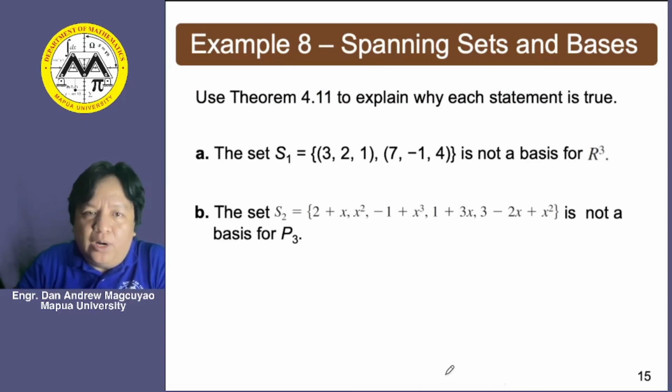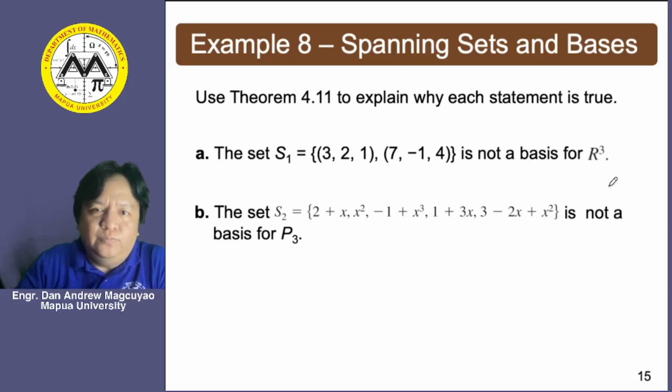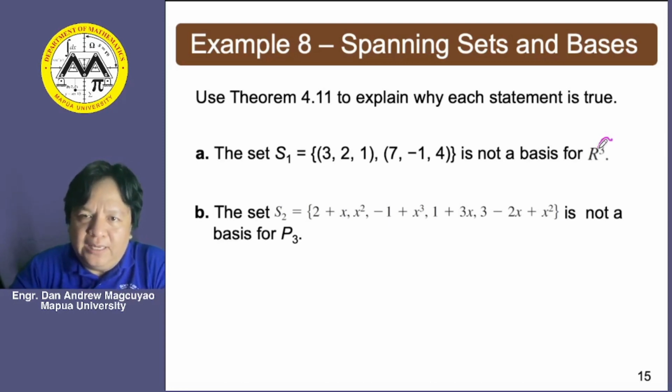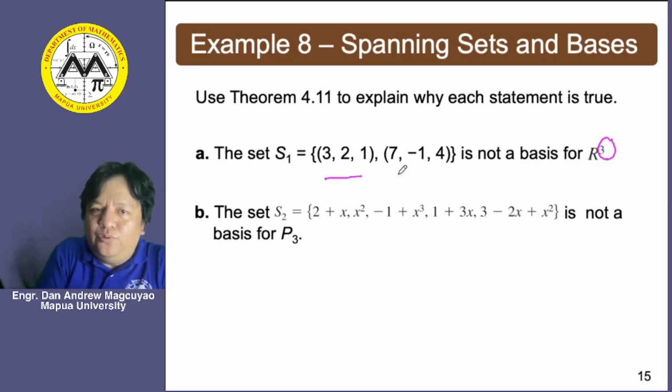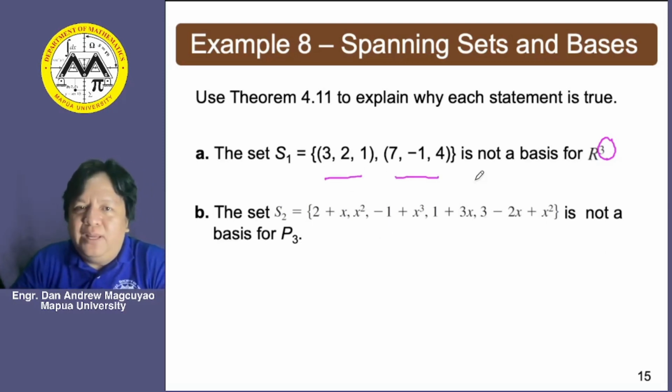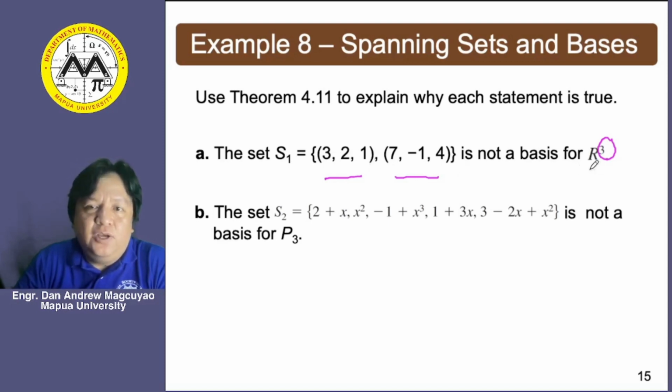The set S1, composed of (3, 2, 1) and (7, negative 1, 4), is not a basis for R cube. If it is R cube, we need 3 vectors. There are only 2 vectors, so we are lacking one more vector to form the spanning set of R cube.